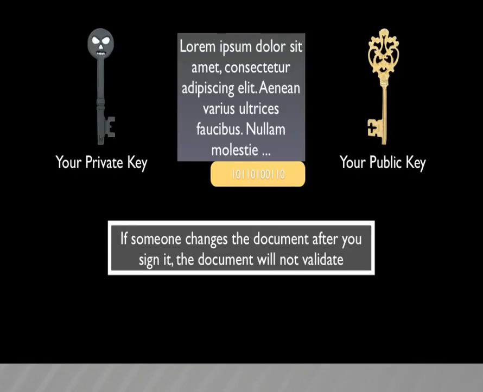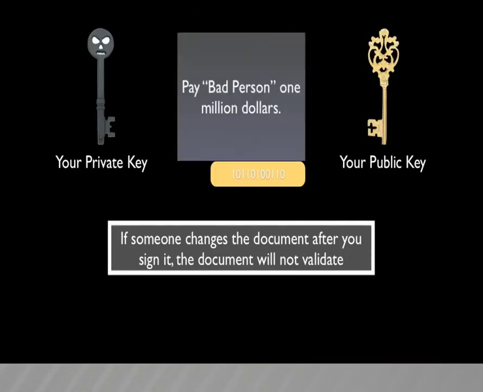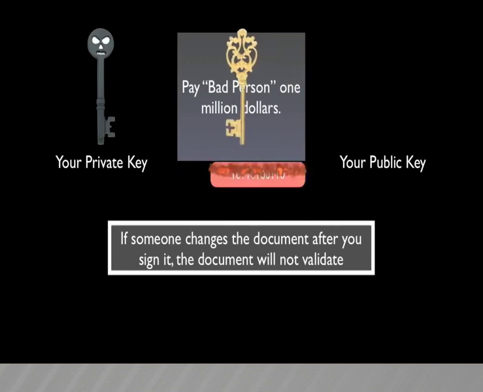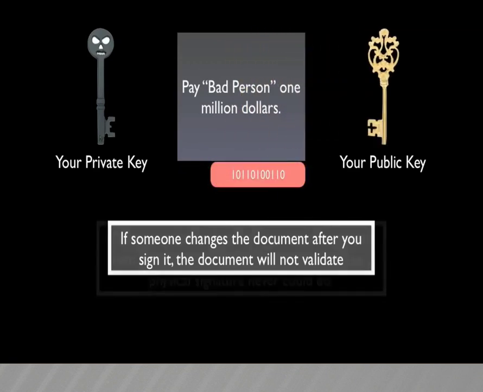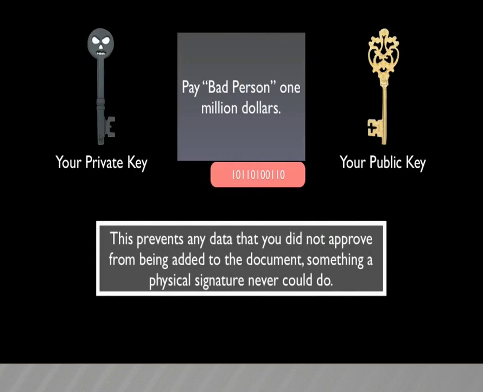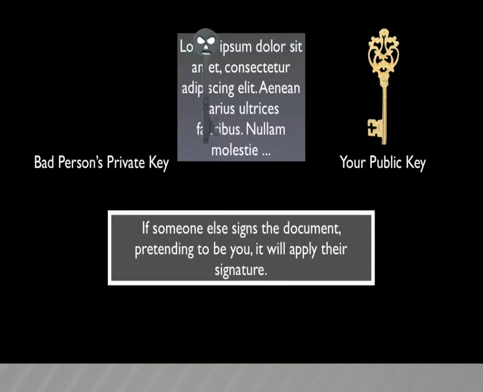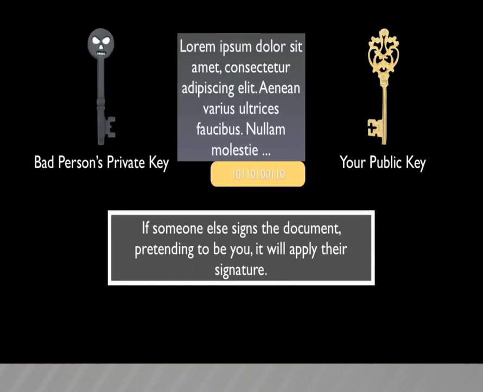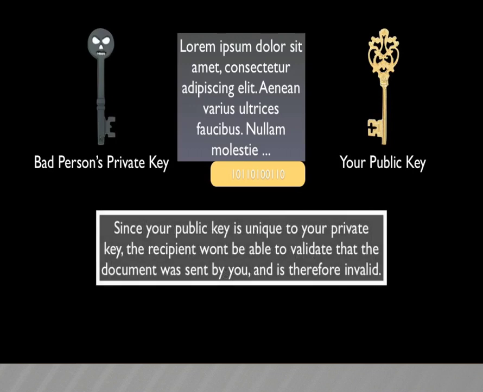How do digital signatures protect me? If someone changes the document after you sign it, the document will not validate. This prevents any data that you did not approve from being added to the document, something a physical signature never could do. If someone else signs the document pretending to be you, it will apply their signature. Since your public key is unique to your private key, the recipient won't be able to validate that the document was sent by you and it is therefore invalid.